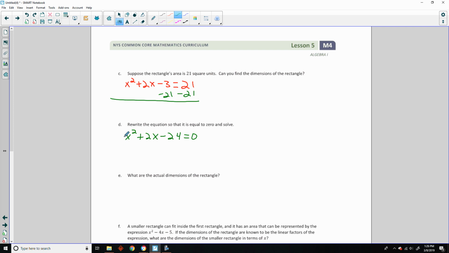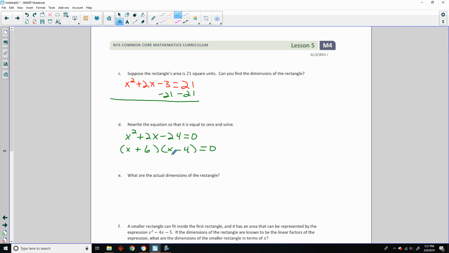So now I have a leading coefficient of 1, so I can just do factors of c that add up to b. So I put an x here, I put an x here. Factors of 24 that add up to 2, and it's negative, so I have a positive and a negative, and the positive will be bigger, and that would be 6 times 4, and 6 minus 4 is 2.